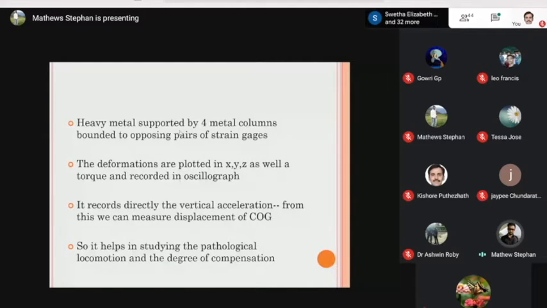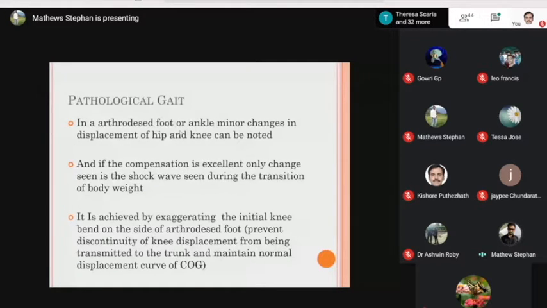It records directly the vertical acceleration, from which we can measure displacement of the center of gravity. So it helps in studying pathological locomotion and the degree of compensation. And coming to the pathological gait, in an arthrosed foot or ankle, minor changes in displacement of the hip and knee can be noted.